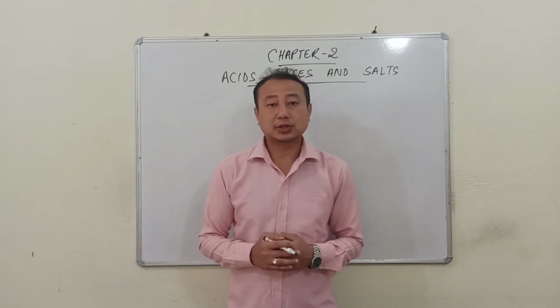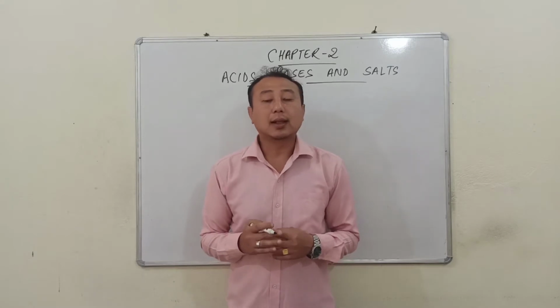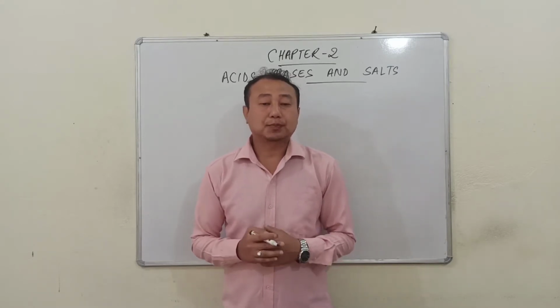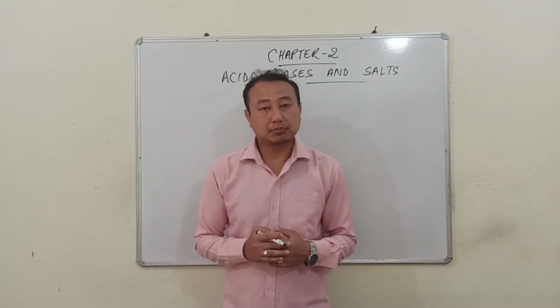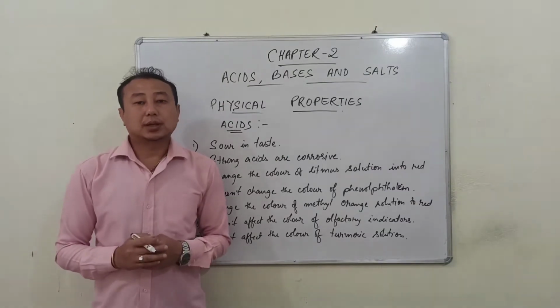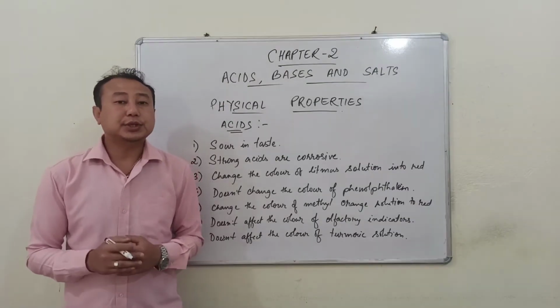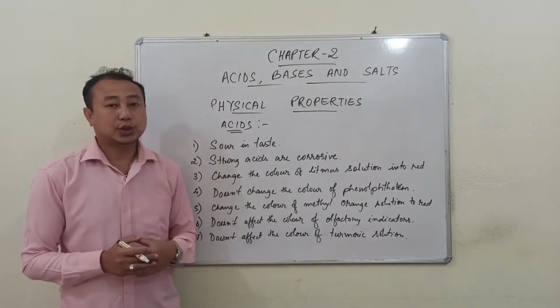Like in the previous chapter, we are going to divide this chapter also into different parts. So today, let us take up the first part of this chapter. At the starting, let us try to learn about the physical properties of these acids and bases. Now, let us see some of the physical properties of acids. The first and the most common characteristic of an acid is that they have sour taste.